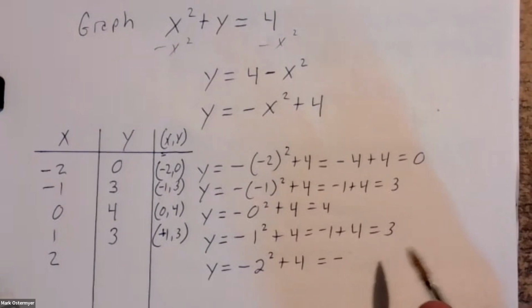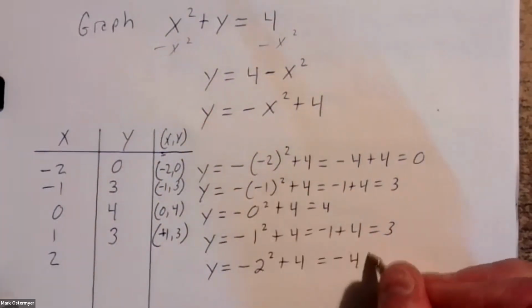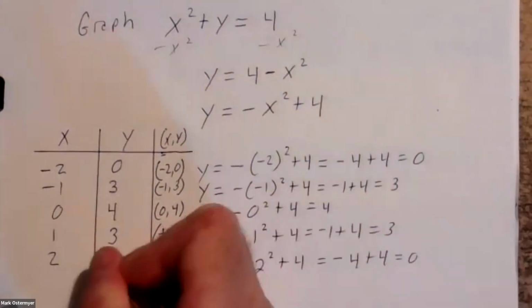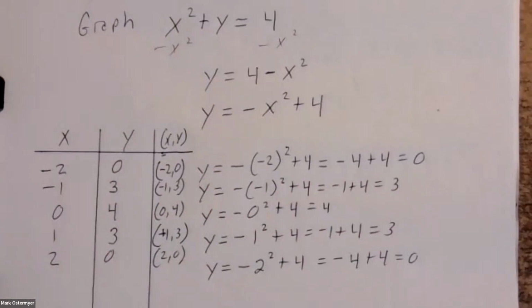If x is 2, we put 2 in for x. We have the opposite of 2 squared plus 4, which is -4 plus 4, which is 0. And so we get (2, 0). Okay, so there we go. We have generated 5 ordered pair solutions to this equation in x and y.